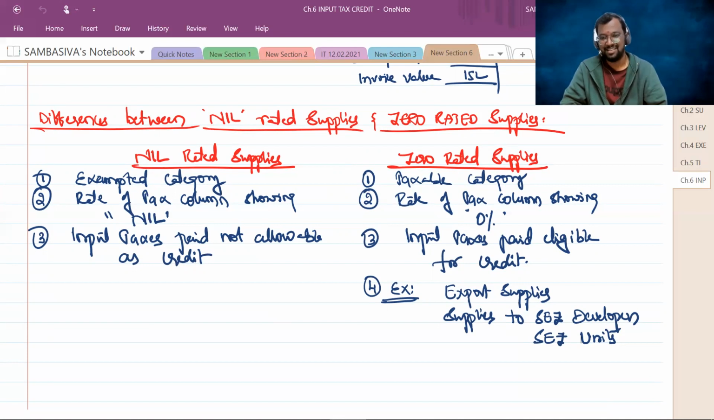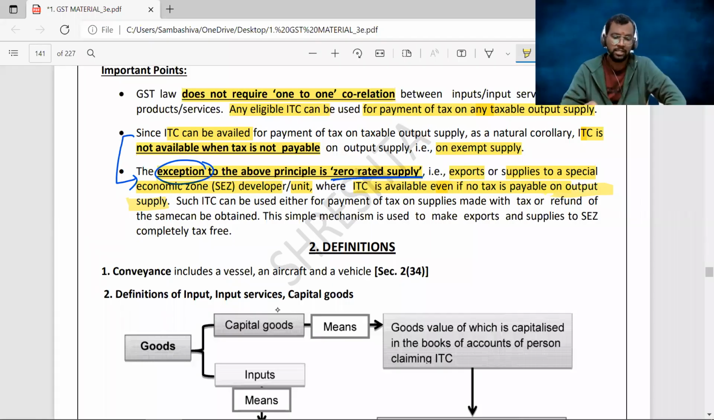Are you following, sir? Likewise, supplies to SEZ developers and supplies to units located in the SEZ are also eligible for input tax credit, as their outward supplies are covered under the zero rated supplies category. Next, such input tax credit can be used either for the payment of tax on supplies made with tax, or they can also claim a refund. Refund of the same can be obtained.